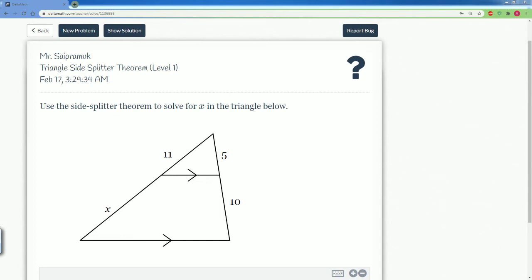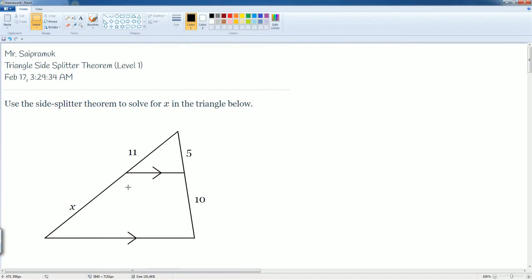Here we're covering triangle side splitter theorem level 1. You're going to use the side splitter theorem to solve for x in the triangle below. Our approach is the same. We have to set this up with a proportion to solve for x. So a proportion, you need a left ratio and a right ratio.